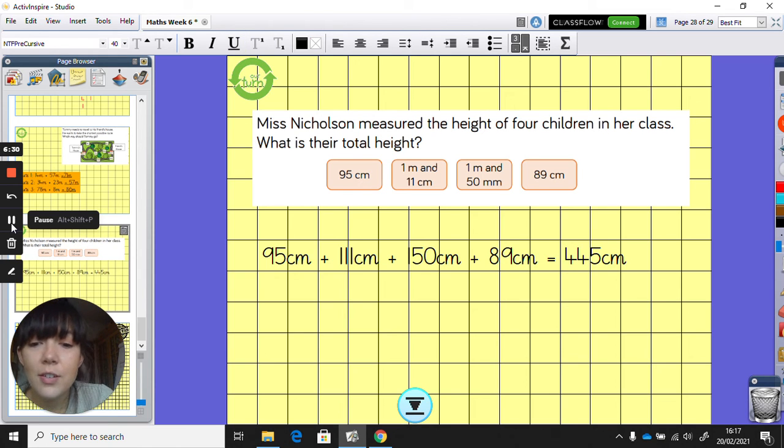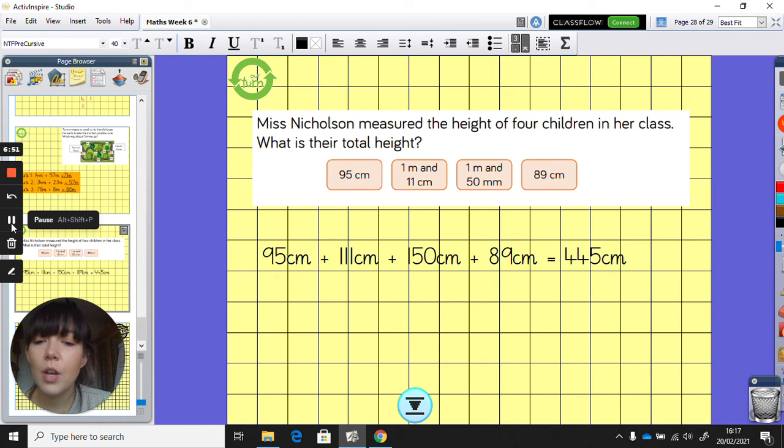So, you can see I have worked out the answer as well. I used a column addition method to work this out. I think that would be the most appropriate method to use for this question because you've got four different things to add up and they're quite big numbers and they're not easy numbers to add up.